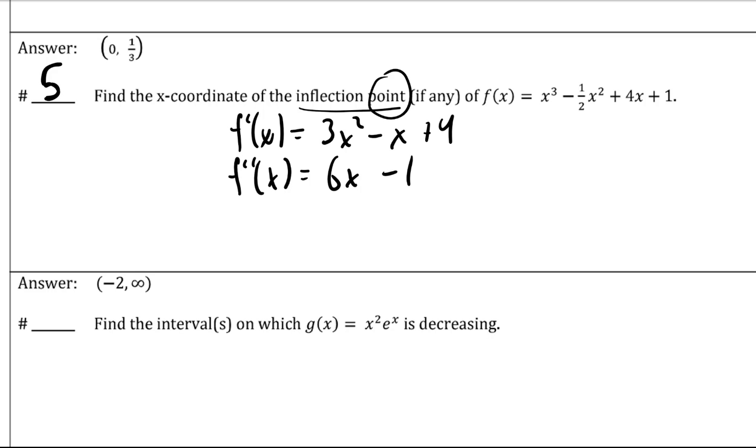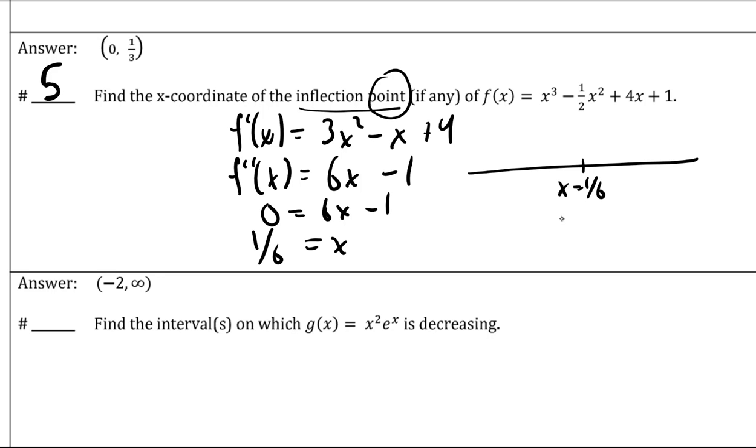So you should have taken the second derivative, seen that this doesn't have x in the denominator, so it's never undefined, but it does equal 0 at x = 1/6. And when x is 1/6, this is a possible point of inflection. We don't really know if it's an inflection point until we see if the concavity changes.